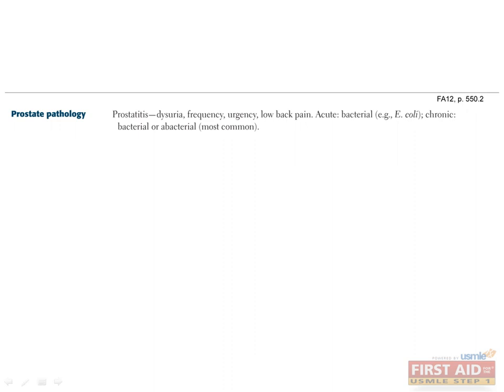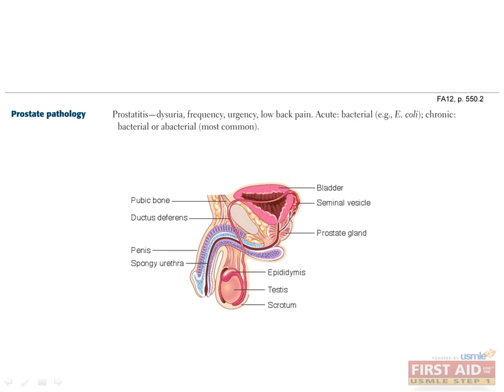After spending all this time on female pathology, let's switch over to male reproductive pathology. Inflammation of the prostate, or prostatitis, is characterized by dysuria, frequency, urgency, and lower back pain, almost like a UTI. This is probably the most basic piece of prostate pathology to know.